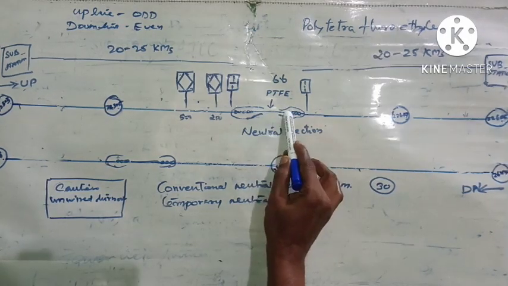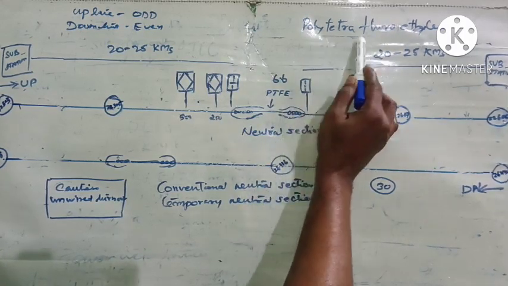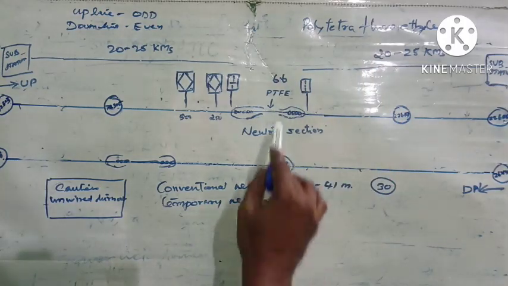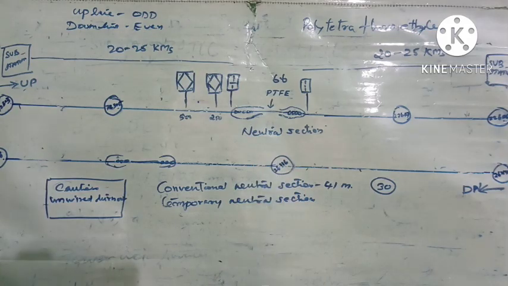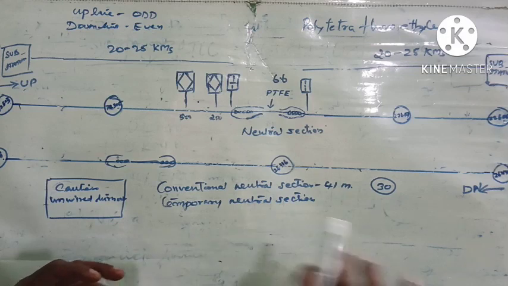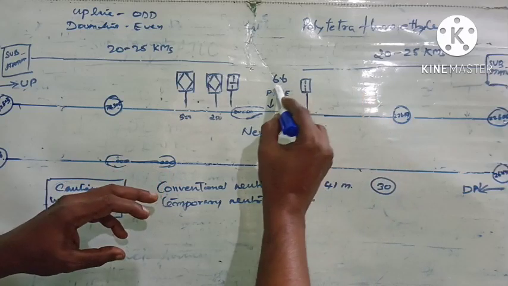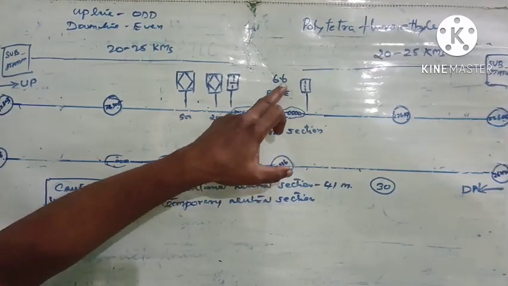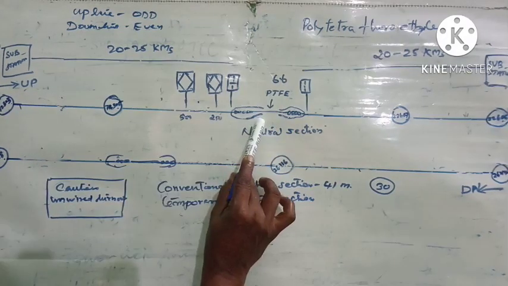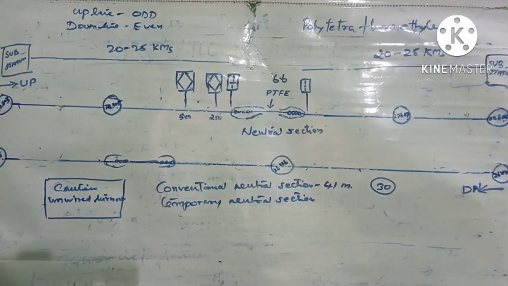Nowadays this non-conducting line is made of PTFE. PTFE means polytetrafluoroethylene. It is a material which will not conduct electricity. Actually this line will be having a core of glass fiber. It will be covered with a ceramic coating, and over that ceramic coating there will be PTFE. This PTFE neutral section will normally be 6.6 meters in length. That is, from the end of this runner to this end of this runner, it will be 6.6 meters.